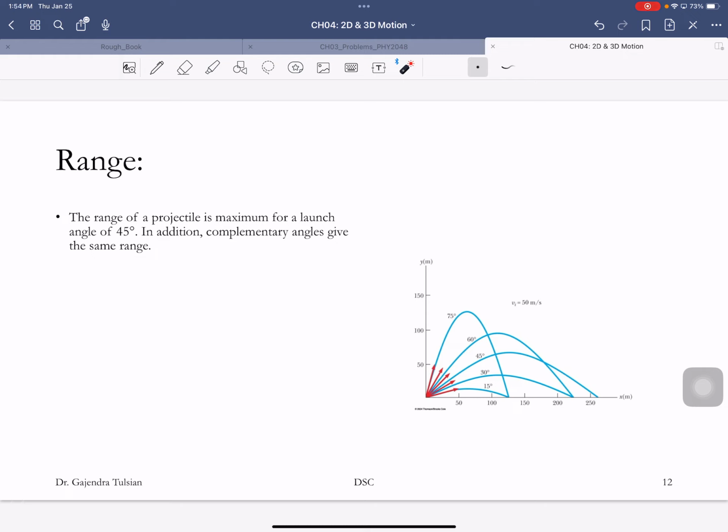All right. Now, many people probably don't know this. Do you notice anything? So these are with negligible air resistance. And you see, for a 30-degree launch angle and a 60-degree launch angle, you get the same range. So it turns out that for complementary angles, you get the same range. Okay?